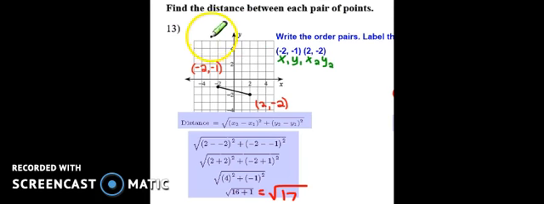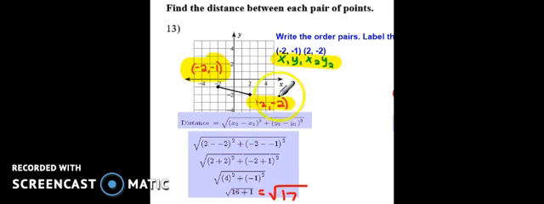In problem number 13, I'm given a line segment on a graph. So first thing I need to do is figure out what the ordered pairs are. I read my x-axis first. So my first point, I go left 2, down 1. That's how I got negative 2, negative 1. My next point, I went right 2, down 2. That's how I got 2, negative 2. I am going to label my points x1, y1, and do the same thing for the other pair. I am going to do the distance formula.